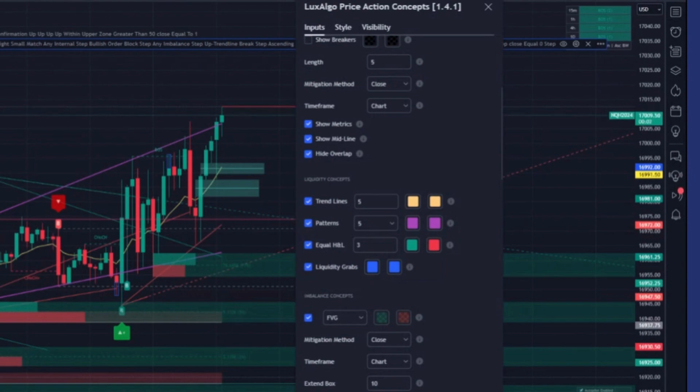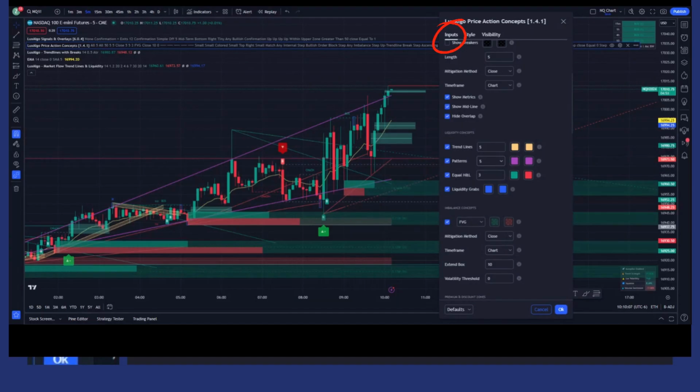So I'm on inputs, and about how far down is it? Scroll down to liquidity concepts. Liquidity concepts. Oh yeah, patterns. Okay, mine says patterns 5. Oh, I just saw it. It's blue, just change yours to purple. Hey, that's awesome. I've been wondering why it wasn't on.